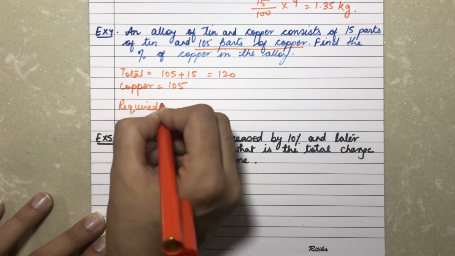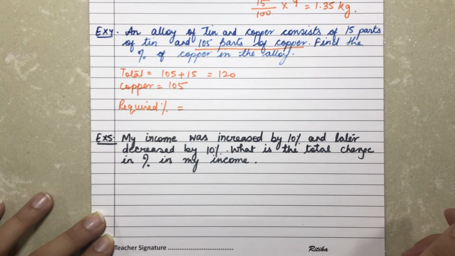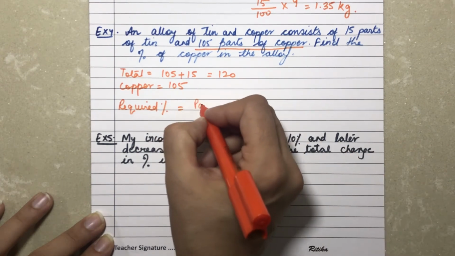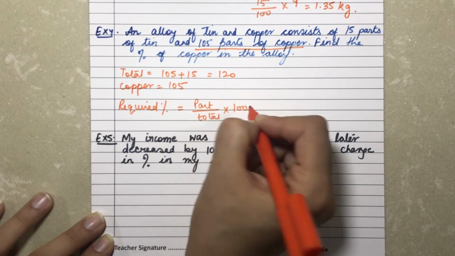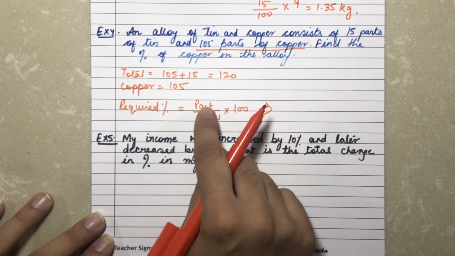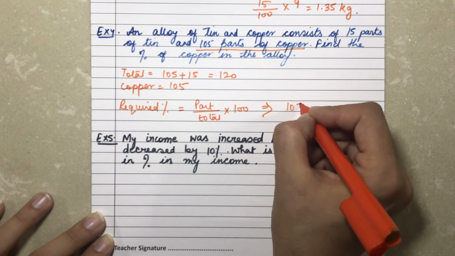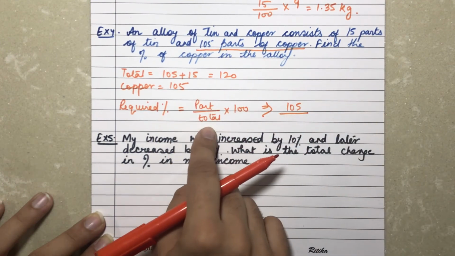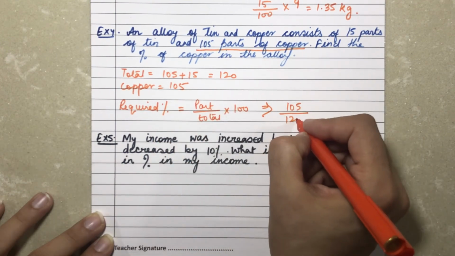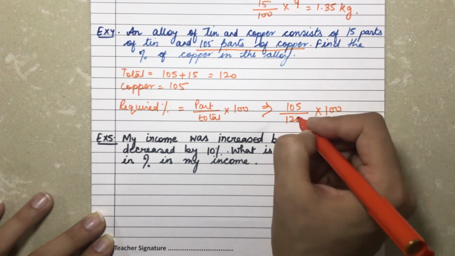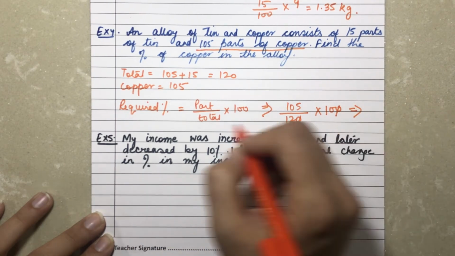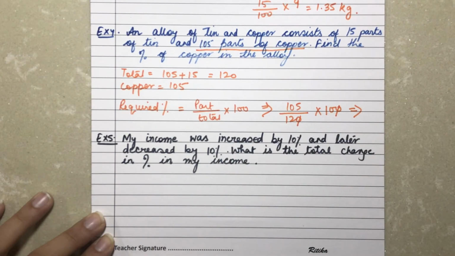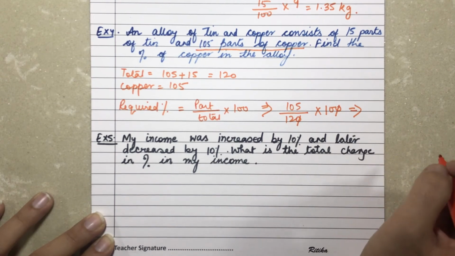Now my required percentage is, how do I find the required percentage? Part upon total into 100. So when I solve this, what is my part of copper? 105. What is my total amount? 120. And if I multiply this, I can find out the answer, and I get the answer as 87.5%.